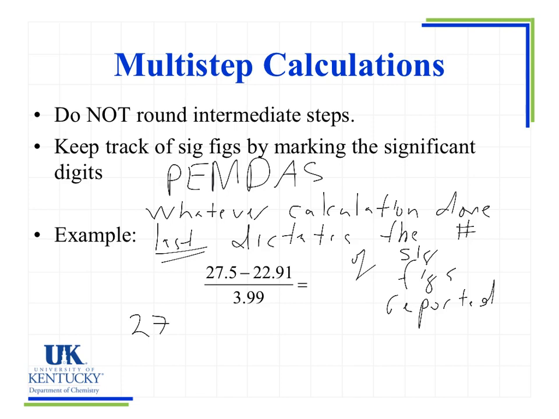So 27.5, 3.99 minus 22.91 divided by 3.99. Those are equivalent to each other. This and this, they are equivalent to each other.